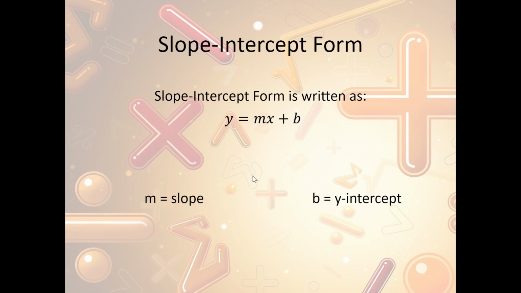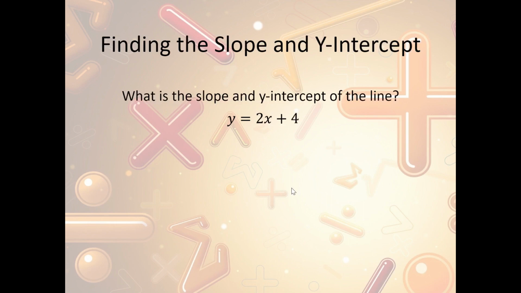So that's the way I remember slope and y-intercept. Now, let's go ahead and pick out the slope and y-intercept from an equation. So we're given an equation, y equals 2x plus 4. And we want to know what is the slope of that line.